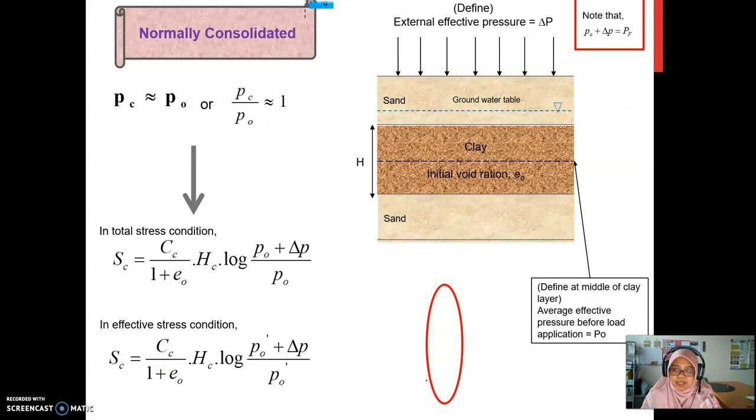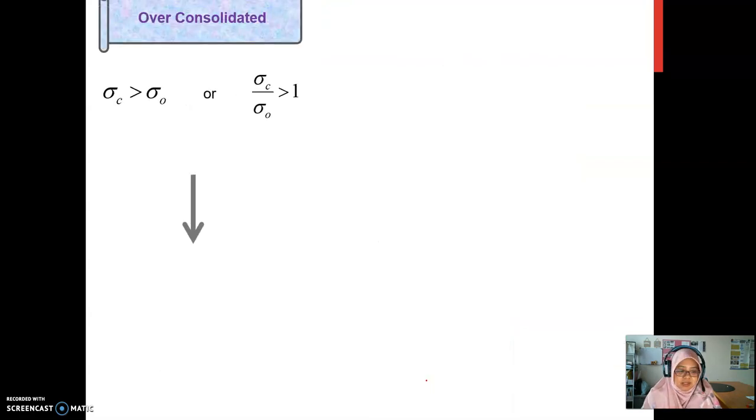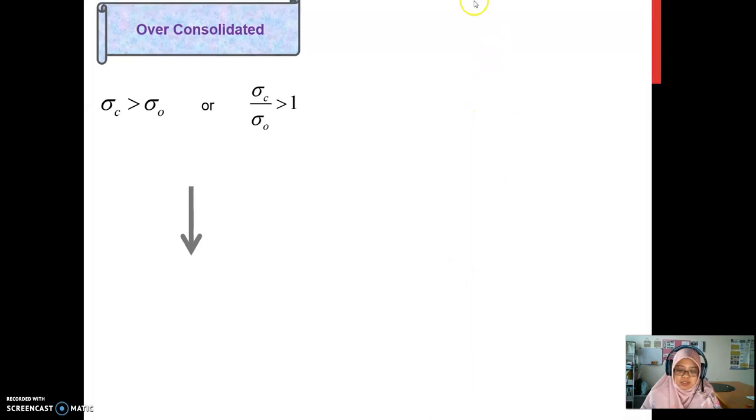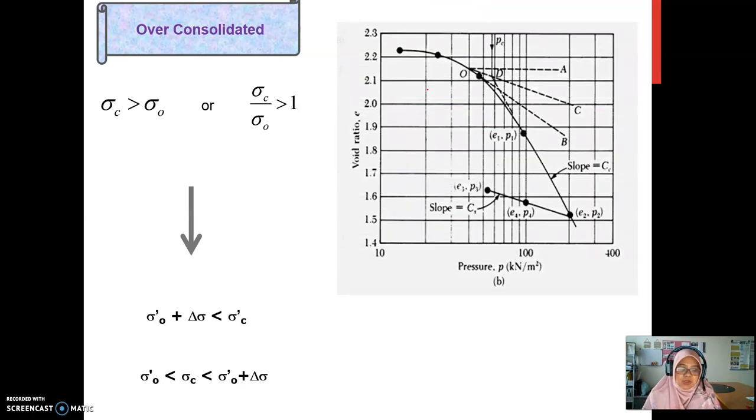Alright, so this is a simple one for the normally consolidated, and this is the overconsolidated. Let's say this is P sub C, right? And I think this is 10, 20, 30, 40, 50, 57, let's say.